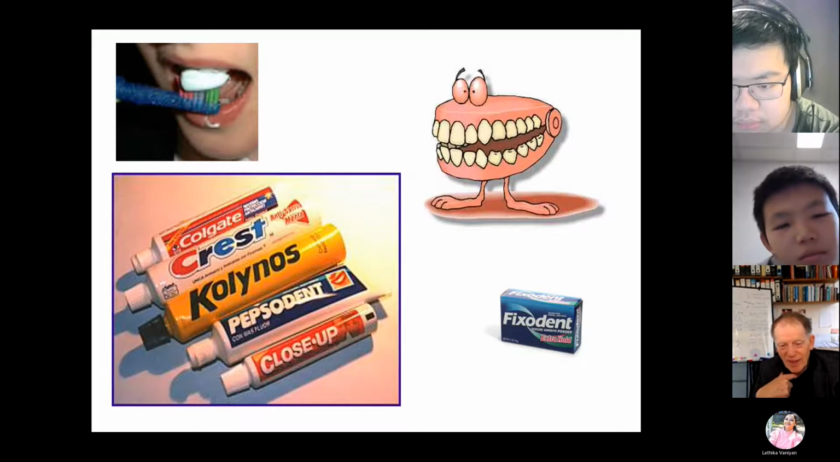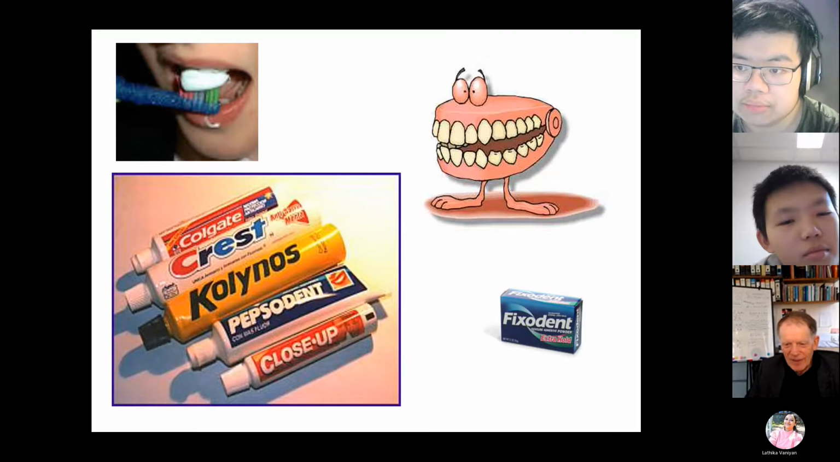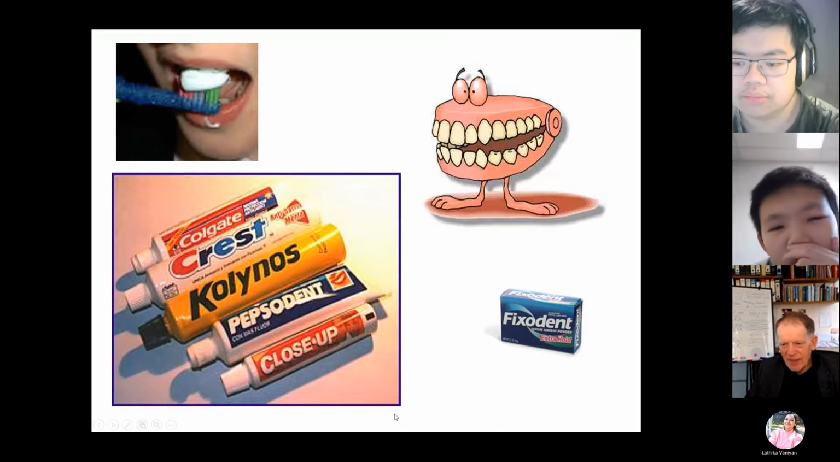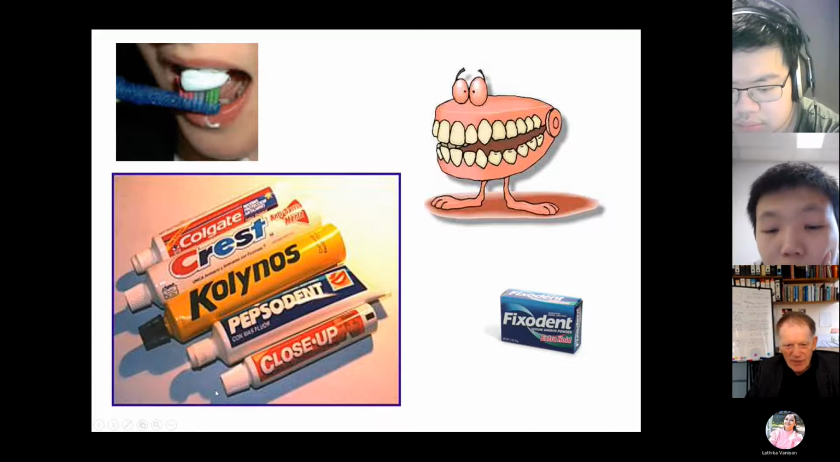Next time you go to the bathroom to clean your teeth, just look and see what polysaccharides you can find. Carrageenans, cellulose gum, xanthan, maybe alginate. You have a look and see what you find. They're also used as adhesives if you have to wear dentures and things like that.